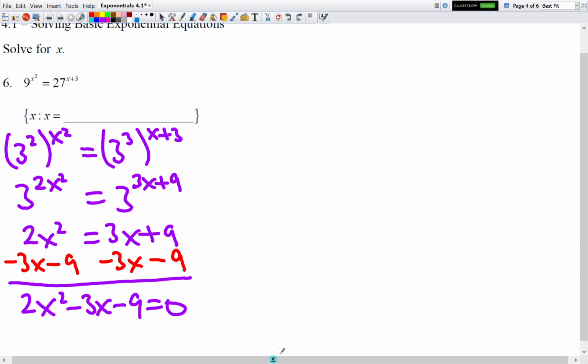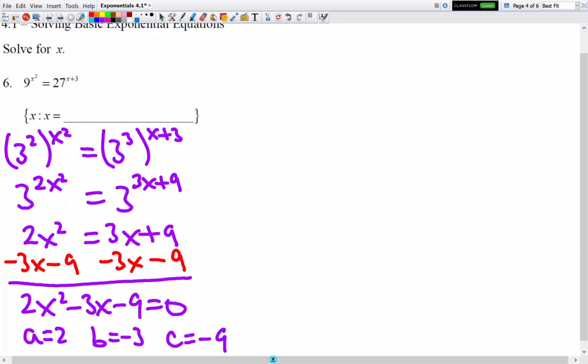Quad formula is going to be the best because you can't do complete the square. I mean, you can, but you have to get rid of this 2, divide everybody else by 2, and then cut them in half and square them. That's going to make things real ugly. So you're better off just going with the quad formula. So a is 2, b is -3, and c is -9.